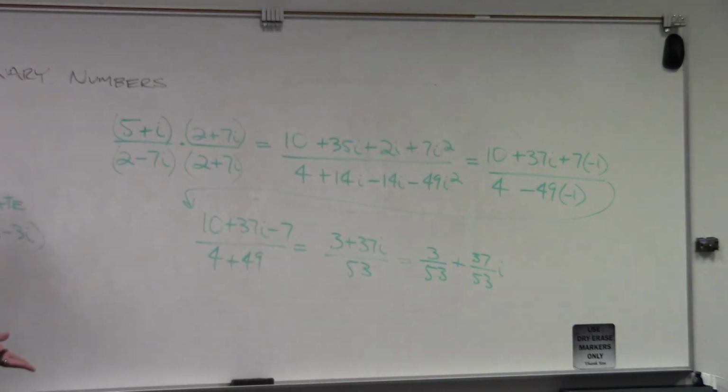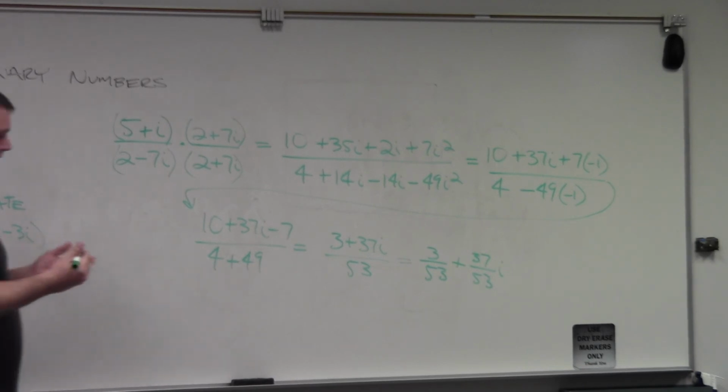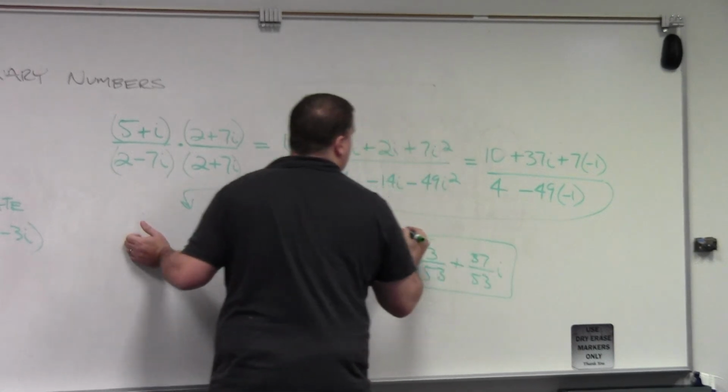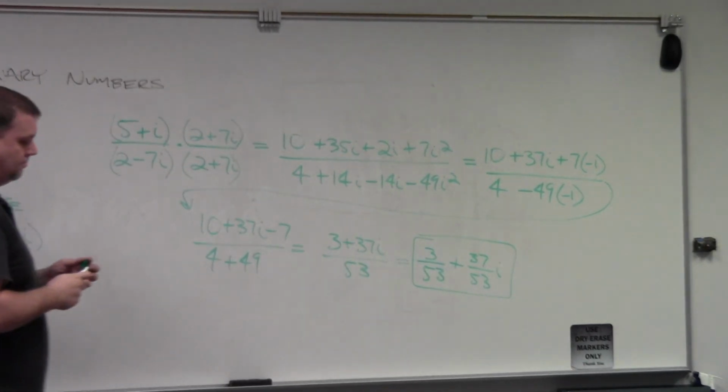Can 3 over 53 reduce? The only way it could is if 3 goes into 53 evenly. It doesn't. Just like there's no common factors between 37 and 53. That's it. In standard form, they're reduced as far as it goes. All right?